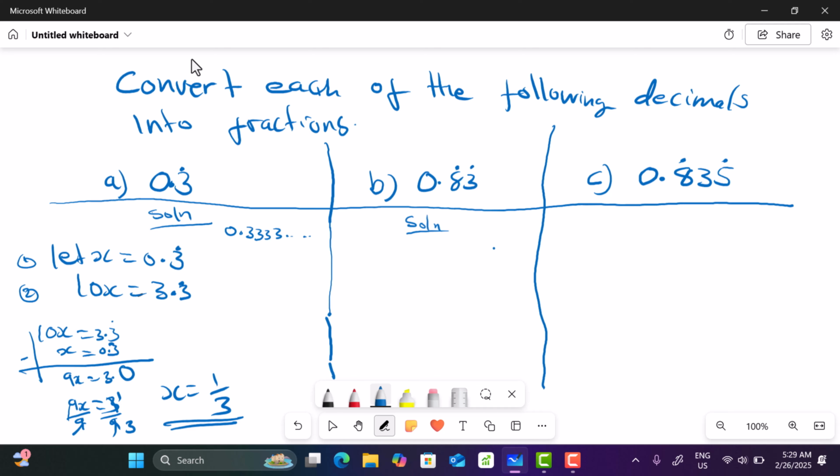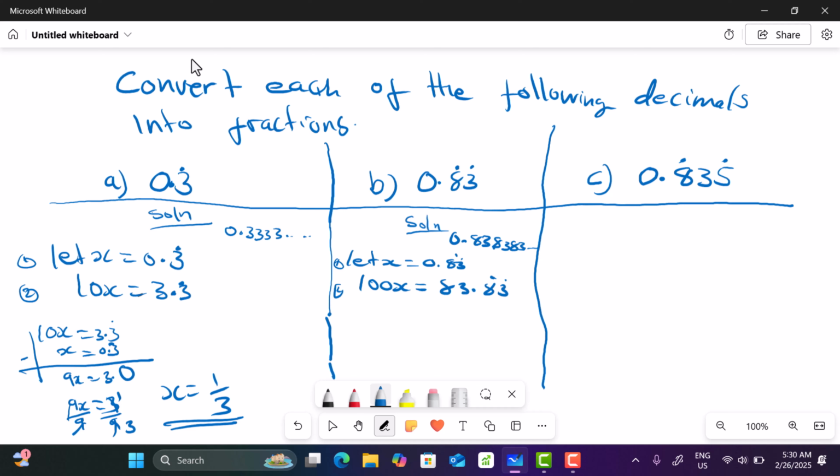And the same goes here. We just say two digits are repeating, which is 0.838383. Two digits are repeating. So let x equal 0.83 repeating. Okay, then we multiply both sides by 100. So 100x equals 83.83 repeating. So this is our equation 2, and this is our equation 1.